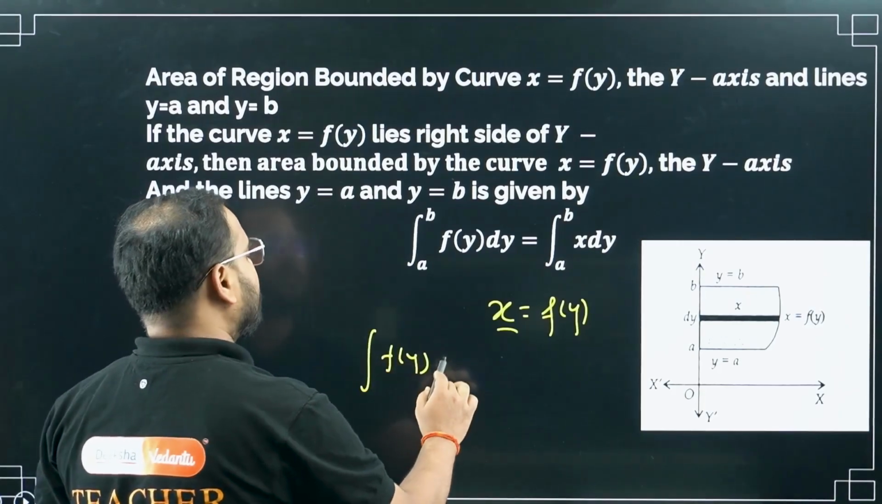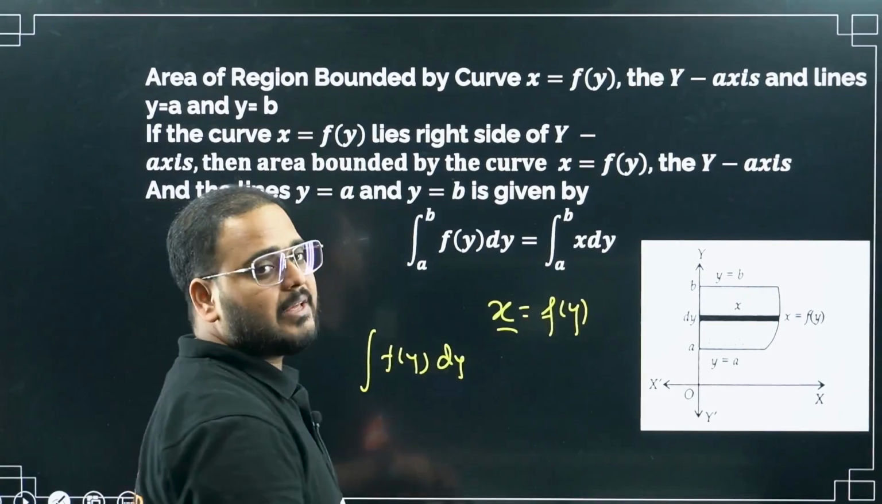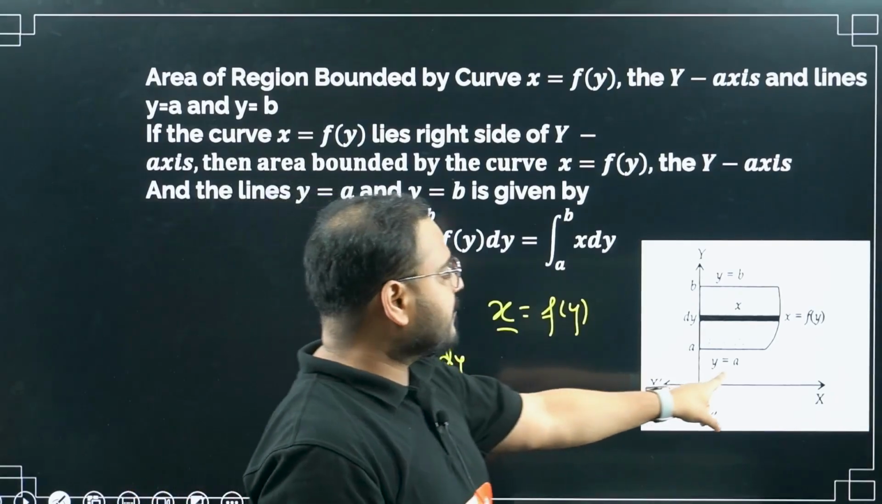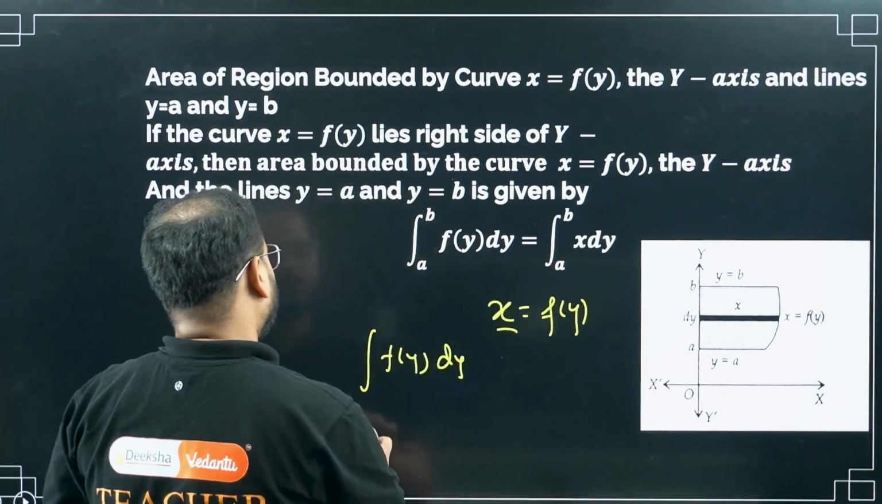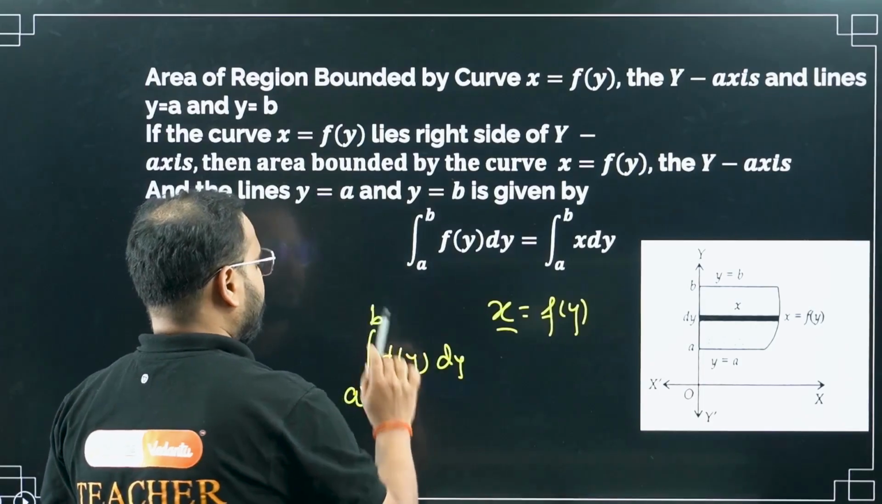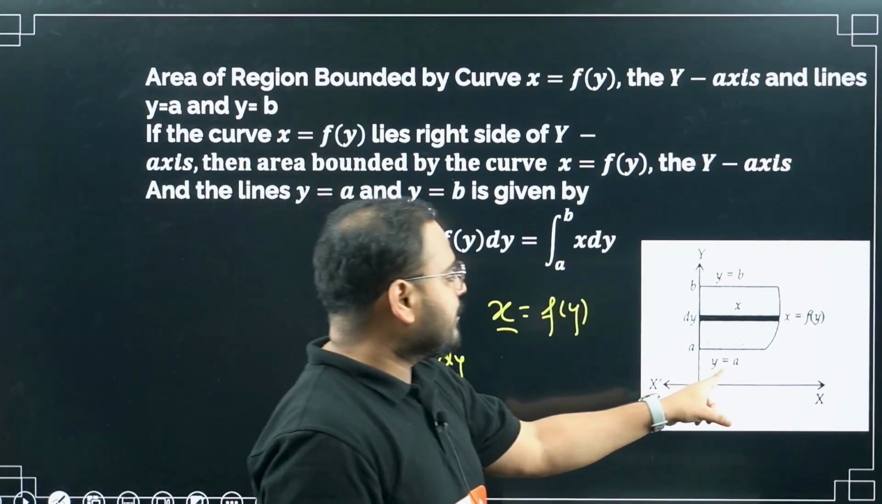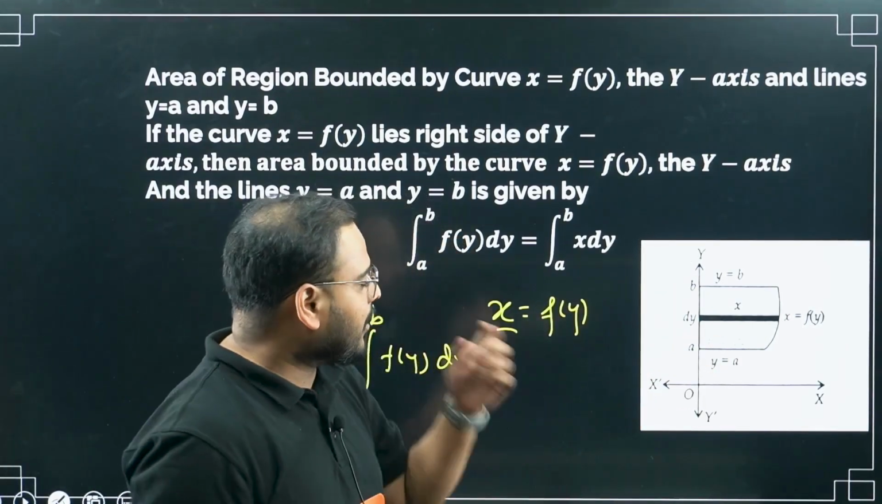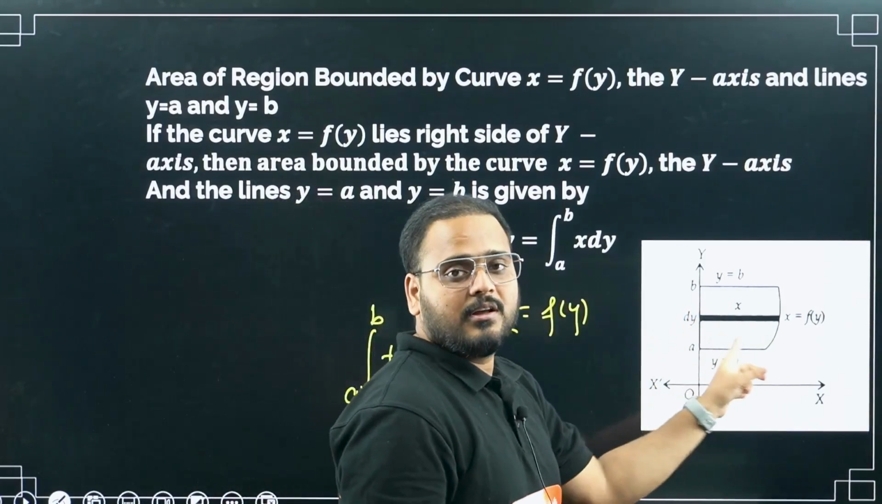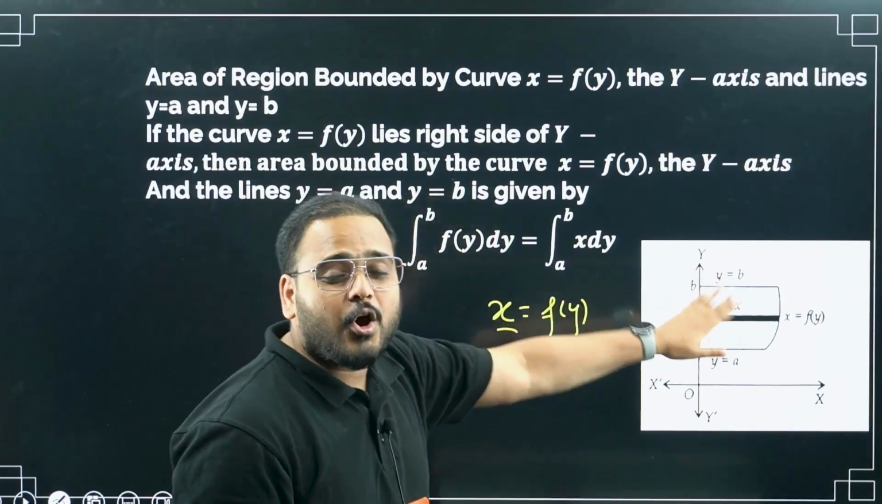Now what will this variable be? dy. The variable will be dy. Because the boundary is given for y. From where to where? From a to b. Please have a look: y equals a to y equals b. How come? Because the rectangular strips you check here are horizontal in nature.